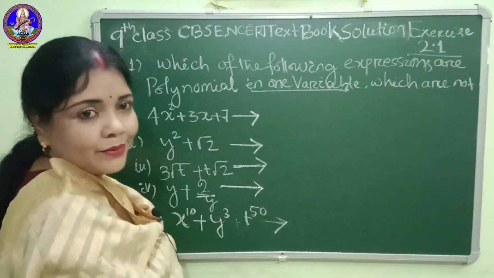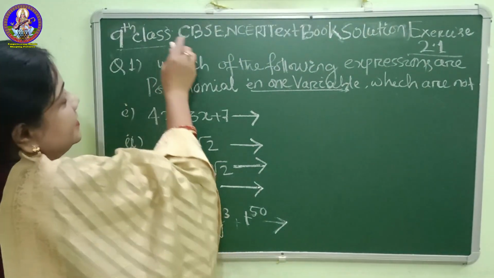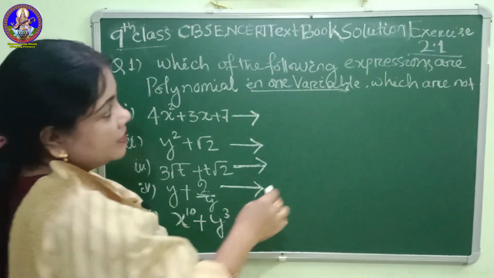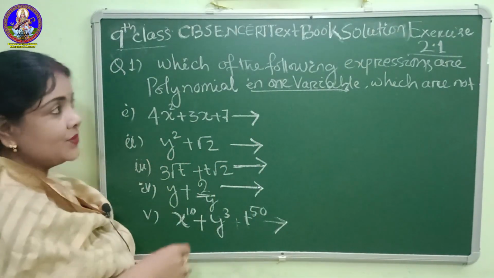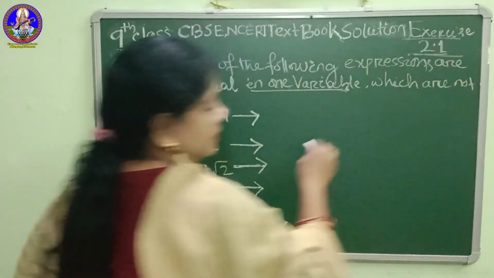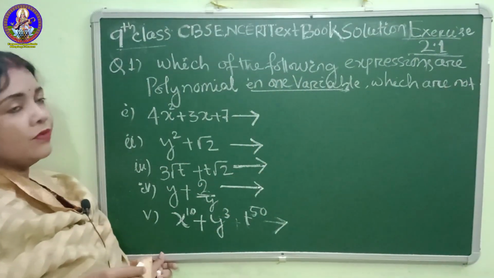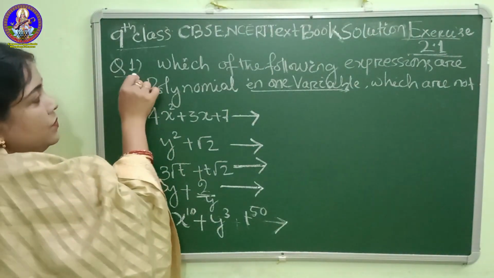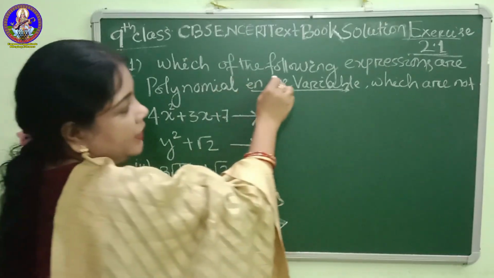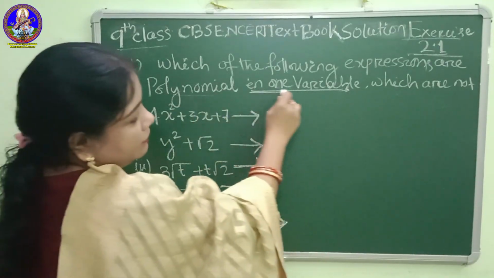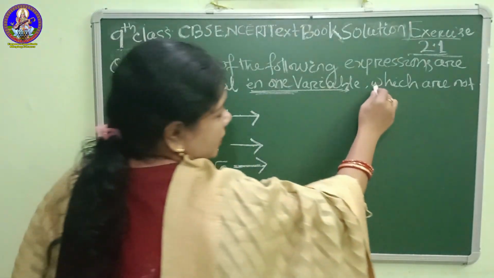Now let us start solving your 9th class CBSE NCERT textbook questions from Chapter 2. This is the question from Exercise 2.1 of the 9th class Mathematics textbook. Question 1 is: which of the following expressions are polynomials in one variable and which are not?